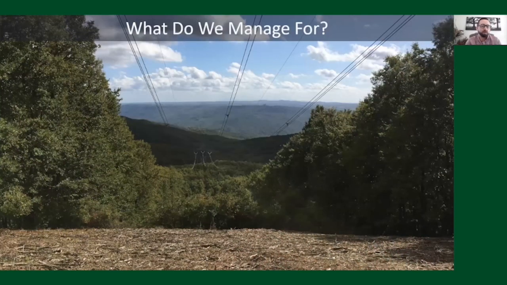Because what do we manage for? I'm largely going to be speaking about managing transmission rights of way for the transmission of electricity, but this can also be applied to things like Department of Transportation rights of way for roads. It can be applied to other areas such as parklands where we might not need to have a lawn for people to recreate on. If we have areas that we're mowing sort of pointlessly for turf grass, these can be areas that can be converted to habitat.